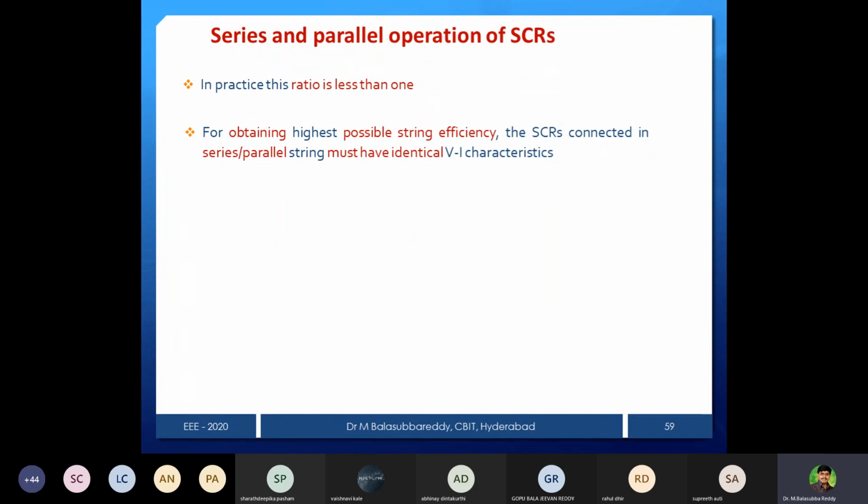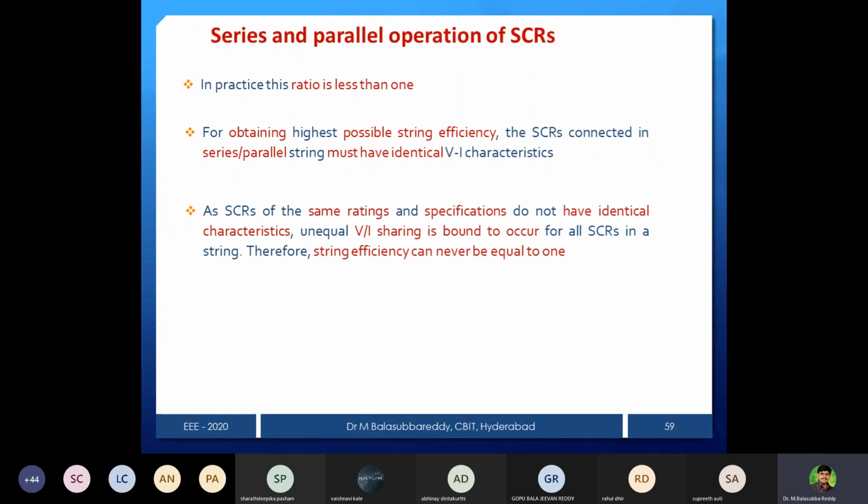The total string may also be damaged due to this imbalance, or due to different turn-on times or characteristics. So they must have identical VI characteristics, and I will show what happens if they differ. The same rating and same specifications do not guarantee identical characteristics. That is also a problem. A slight deviation leads to major problems, which I will also show you.